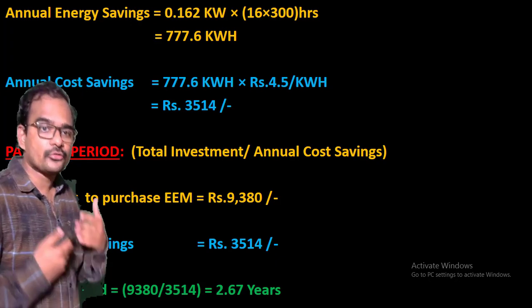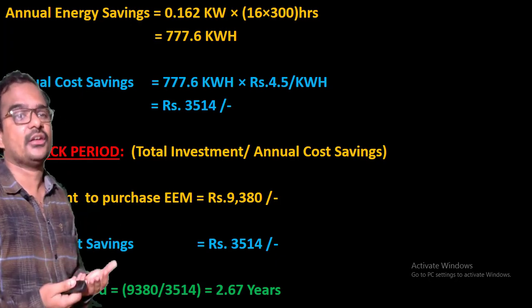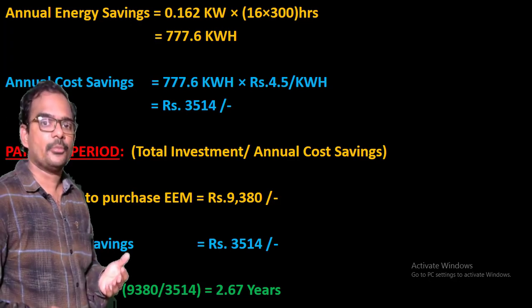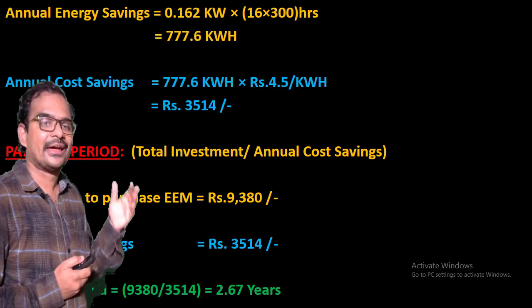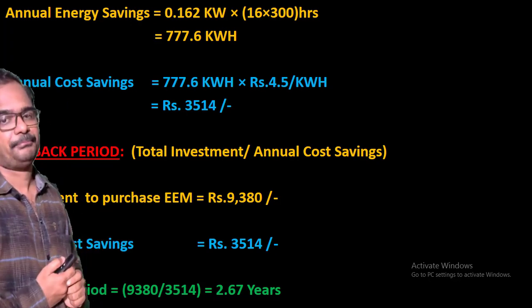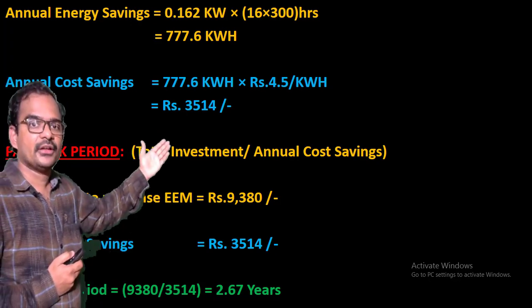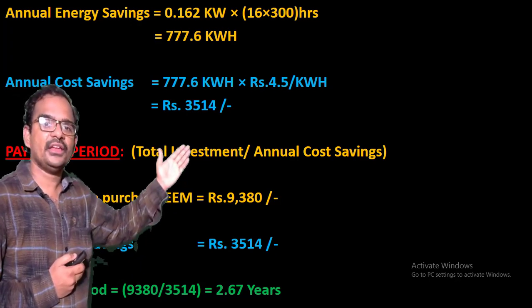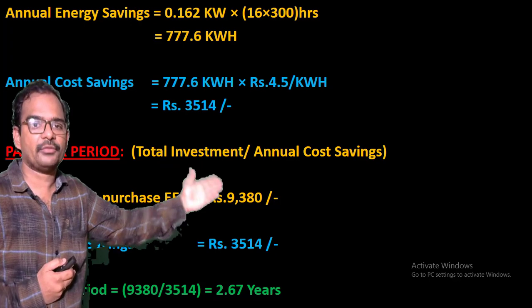And what is the cost of this saved energy? That is, what is the annual cost savings? It is already mentioned in the problem that the electricity charges are 4.5 rupees per kilowatt hour. So how many kilowatt hours are saved? 777.6 kilowatt hours are saved, and for each and every unit the cost is 4.5 rupees.